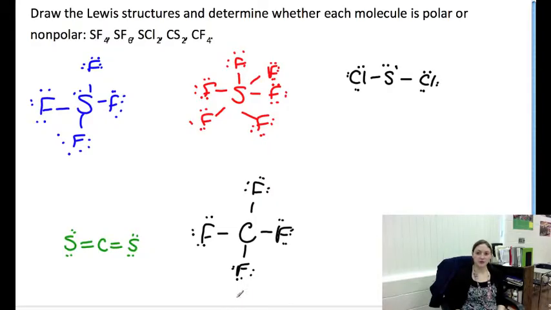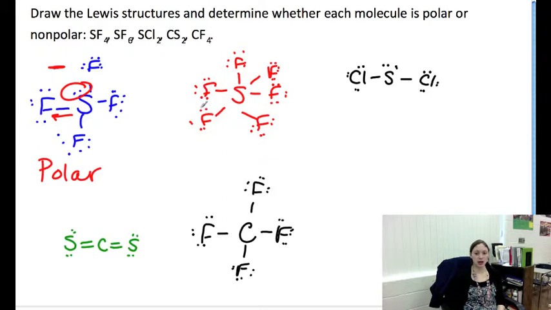Alright, now that we have these structures, now we're going to figure out whether they're polar or nonpolar. Alright, well, in this first one, I have 4 of the same atom around my center. So each one of these is going to pull evenly out towards the fluorine. Fluorine's more electronegative. So they should cancel, except I have this lone pair here, and the lone pair is going to make this end very, very negative. That is polar.